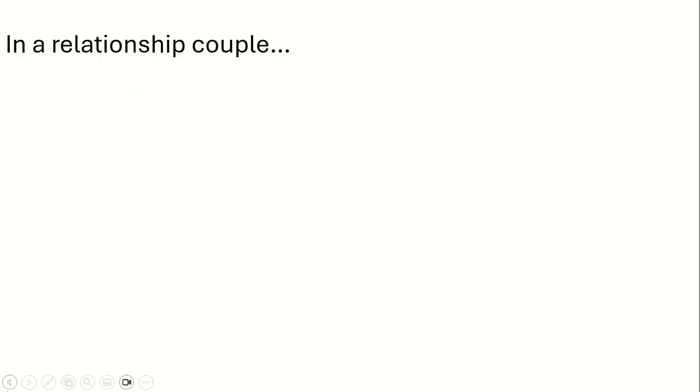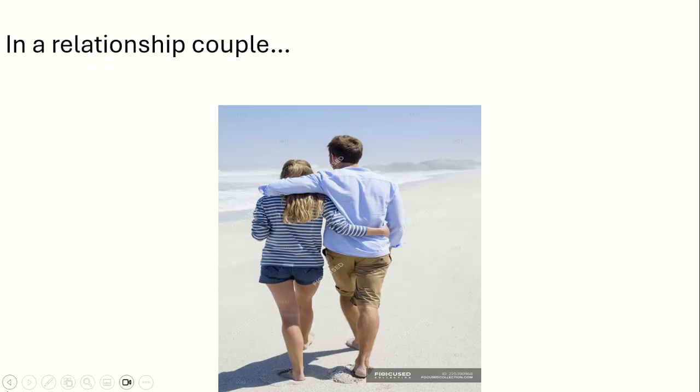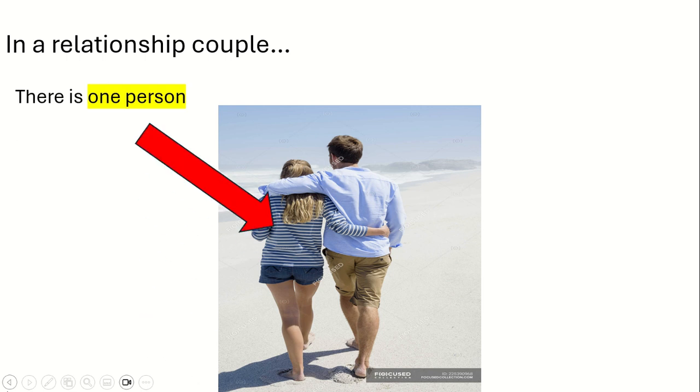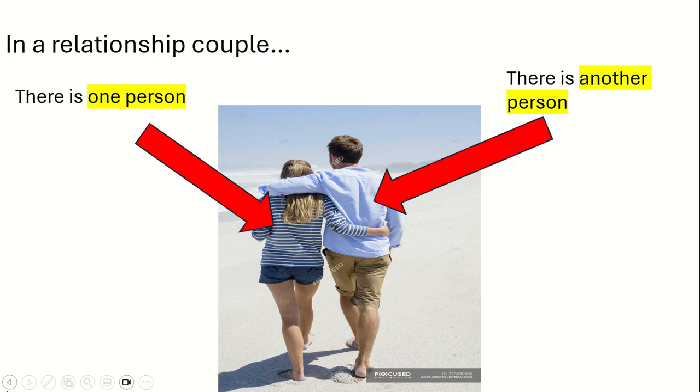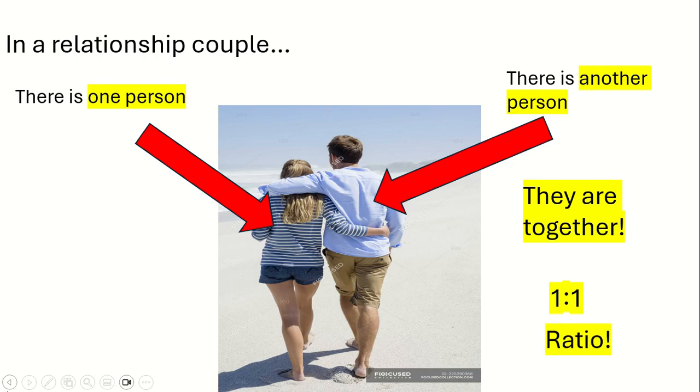They just sit there. Now, let's go back to our interesting topic, the relationship couple, right? So they are in a relationship. There is one person in the relationship, and there is another person in the couple. So there are two people, and they are together. Can you see? There's one person, there's another person, and they are together. So in the same way, we have one person flying in and another person flying in, and they are together. That one person, another person, that is basically what a ratio is.